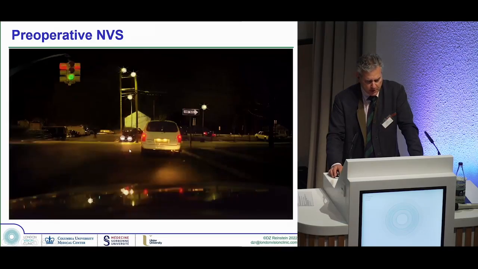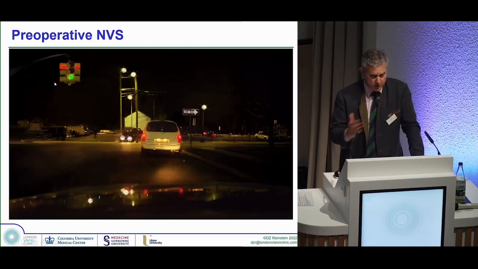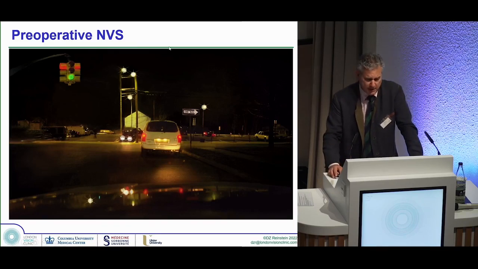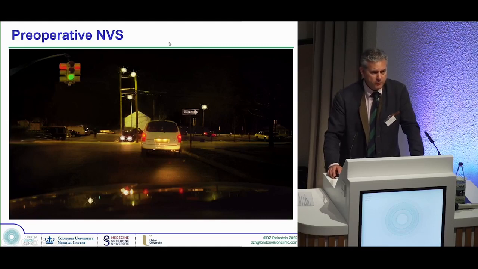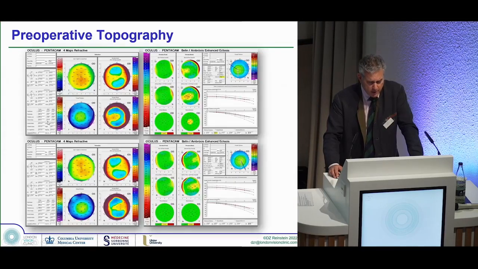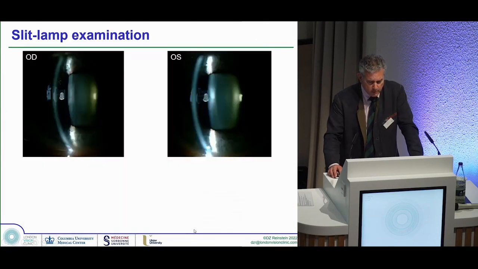Interesting, minus 4 and minus 2. Now, we have a night vision simulator in the clinic, and we put her on it, and this is what she said can be a little bit glary. Well, that's not too bad. It's a lot worse with an IOL. Even a monofocal can be a lot worse than that. So, her topographies look great. Everything else was normal.